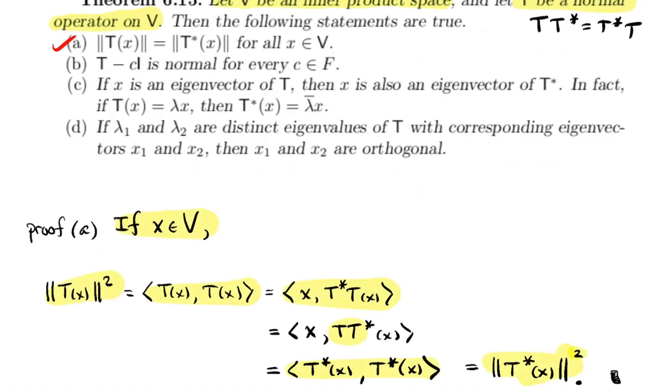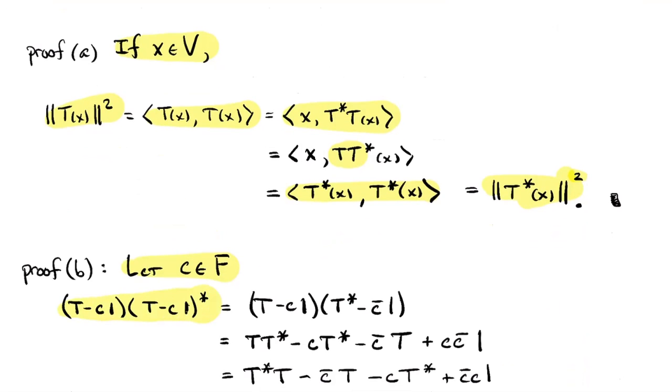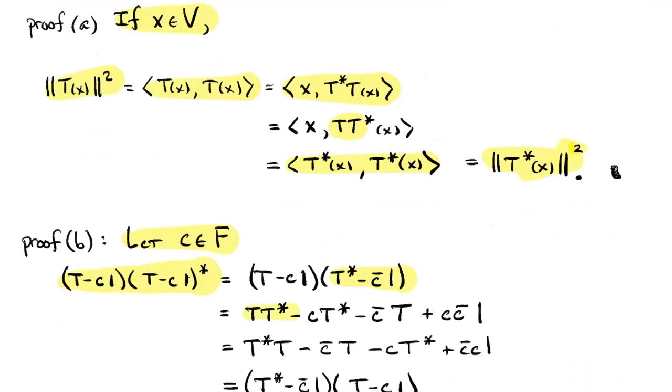For the proof of B, I want to show T minus C times I is normal for every C. Okay, so pick a C in the field, and let's look at that operator times its adjoint, composed with its adjoint. Okay, by properties of adjoint, (T minus CI) star is T star minus C bar I star, but I star is I. And then just distribute out, so quote unquote FOIL. Okay, here I'm using the normality of T, that T T star is T star T. The rest I'm just rearranging terms.